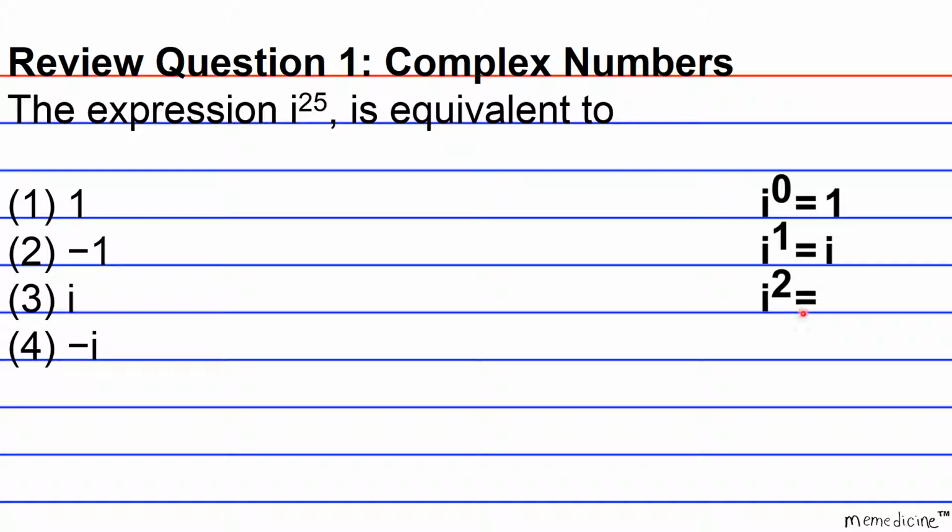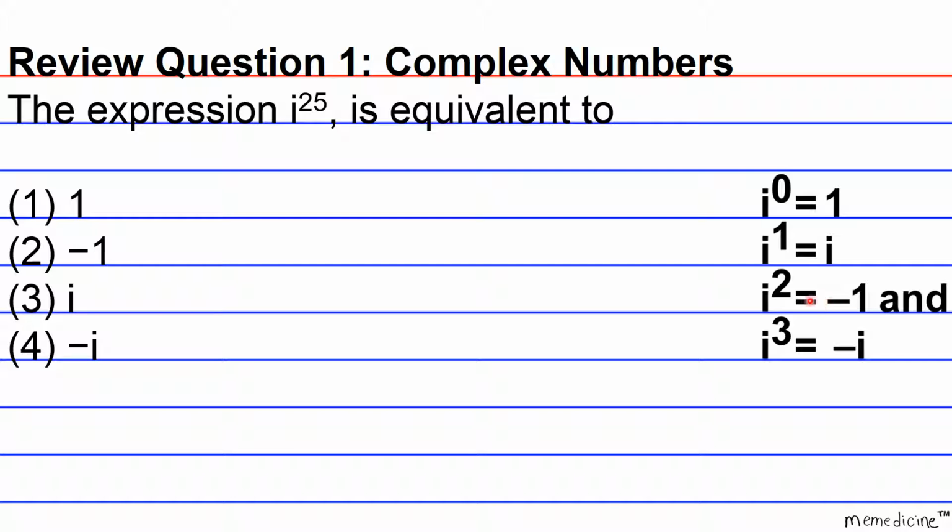i raised to 2, and this is the exponential expression of i that you might be most familiar with, because i squared is equivalent to -1, and that follows because we know that i, or if you don't know, now you do, is equivalent to the square root of -1. And last but not least, in our sequence, we have i raised to 3 is equivalent to -i, okay?